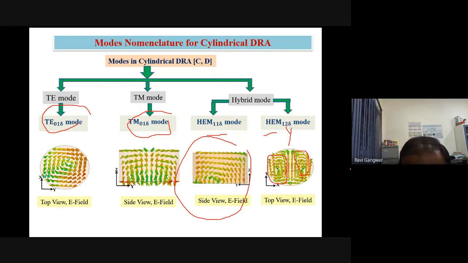But if you see the side view of HEM11 delta, it gives exactly a similar kind of pattern. But if you see the top view of the HEM11 delta, you get only one circle here. So whenever you identify the mode, you have to see both the side view and top view. When we see both views, only then are you able to analyze it. Otherwise, it is very difficult to get it.